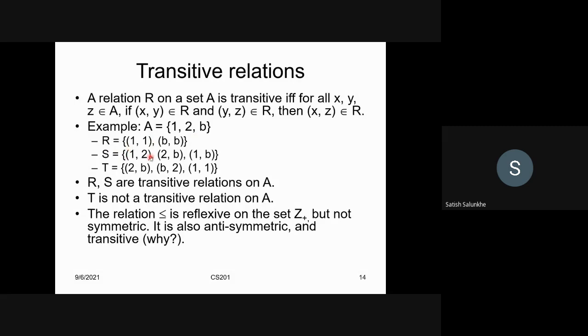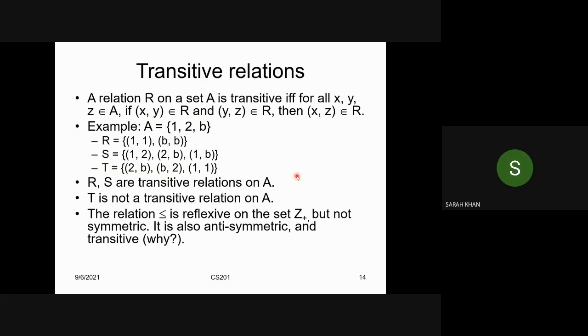Now 1 comma 2 belongs, yes, 2 comma B belongs, yes, 1 comma B also belongs, yes, so no problem. 2 comma B belongs, yes, and there is no B comma something. So yes, this is a transitive relation, because for all x comma y belongs to R and y comma z belongs to R, x comma z belongs to R. Now look at T. 2 comma B belongs to T, B comma 2 belongs to T, but 2 comma 2 does not belong to T. So therefore, this relation is not transitive. Is it clear or not?